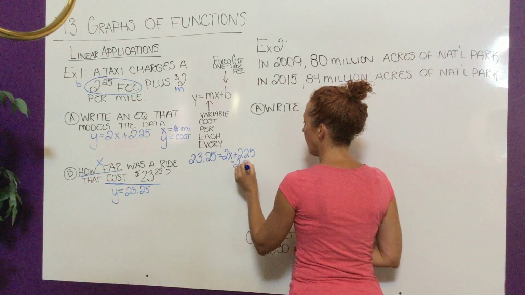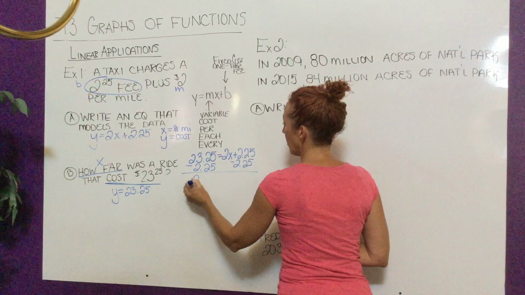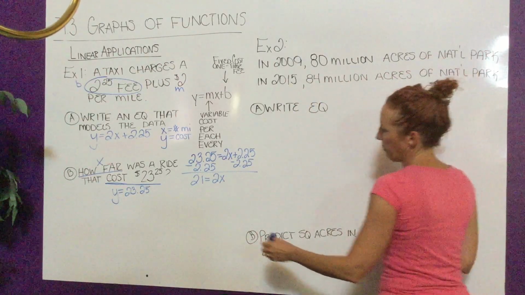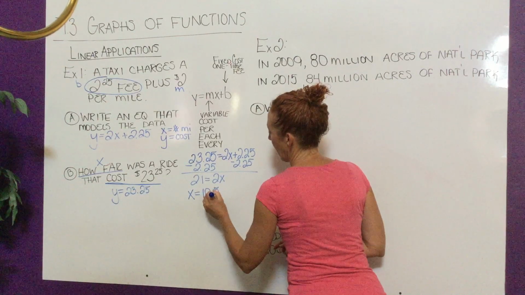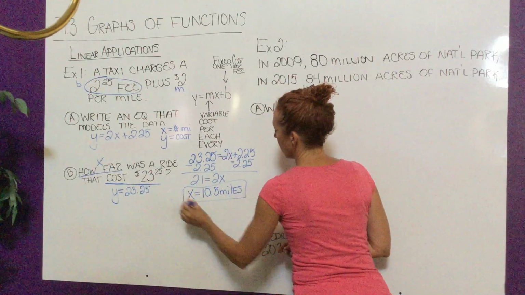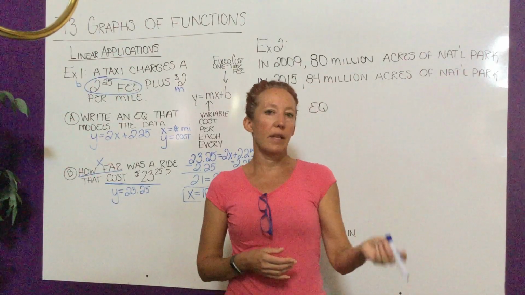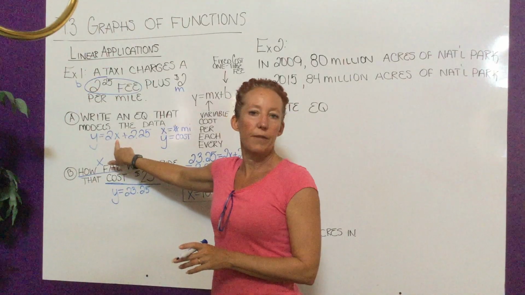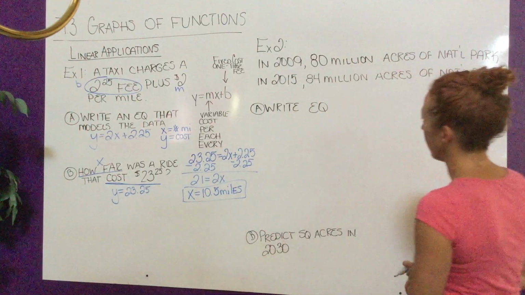Subtract that 2.25 to the other side. You get 21 equals 2x, divide by 2, divide by 2. So it looks like we are at about 10.5, 10 and a half miles. If the problem had said, how much does a 20-mile ride cost? Then you would plug in 20 for the X and figure out the charge. So you just have to kind of read for the context of the question.